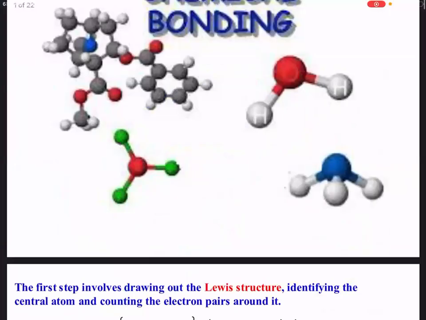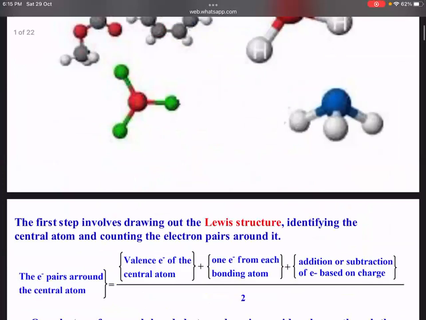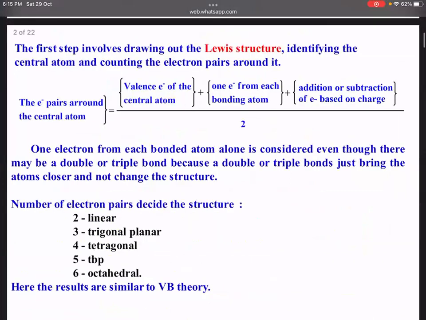See now. So first, electron pairs around the central atom. For writing the Lewis structure, we have to give the electron pairs about the central atom. So valence electrons of the central atom, 1 electron for each bonding atom, addition or subtraction of electron charge, that divided by 2 gives that value. If you have total electron pairs, 2 means linear, 3 means trigonal planar, 4 means tetrahedral, 5 means trigonal bipyramidal.